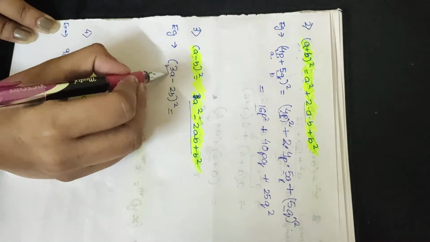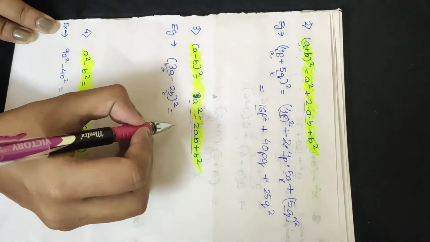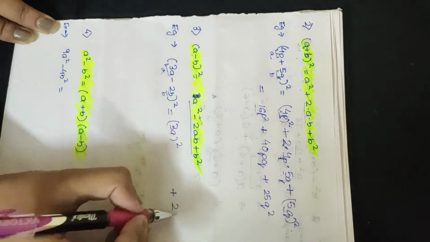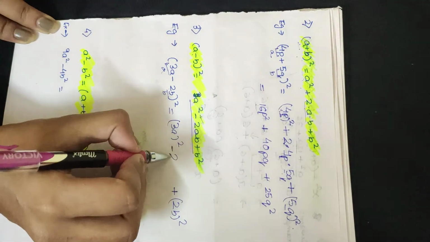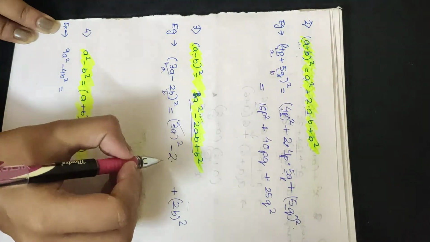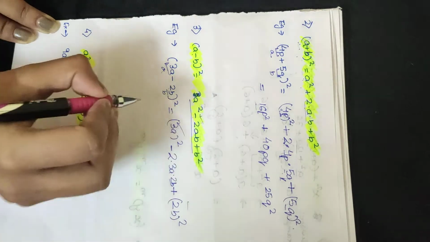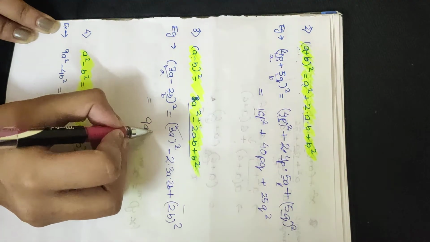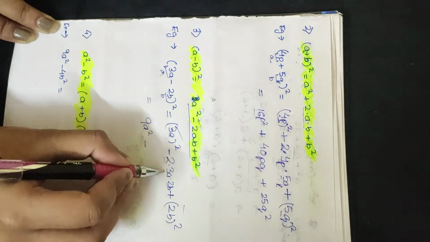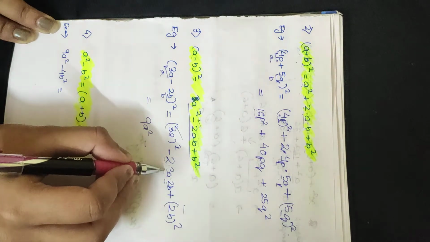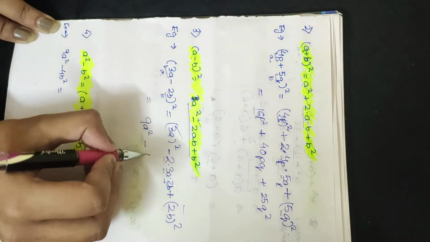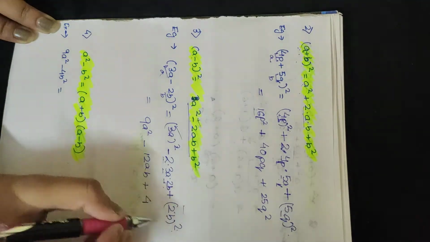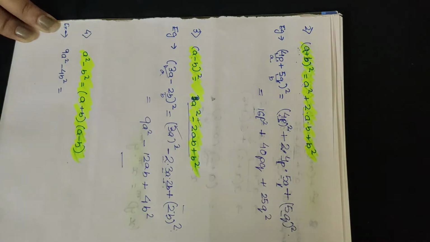How are we going to write this? Similarly, this is our a and this is our b according to the formula. So (3a) whole square plus (2b) whole square, with a minus: the formula is 2 into a into b. Okay, 3a into 2b. So now we expand it. 3 square is 9, a square is a square, minus 2 into 3 is 6, 6 into 2 is 12 and ab, plus 2 square is 4 and b square is b square. So this is the answer.